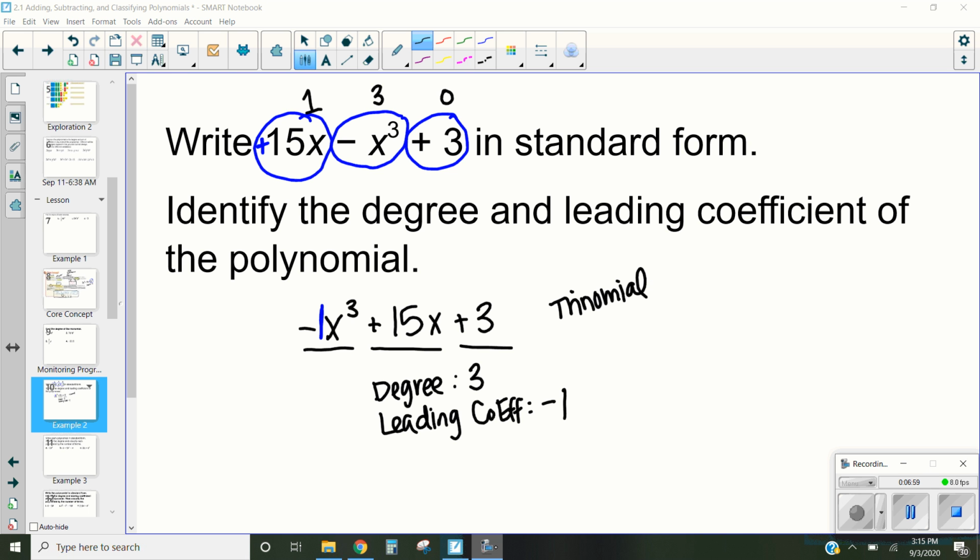Take a look at our next video to figure out how we could add polynomials, or the one after that where we discuss how we can subtract polynomials.